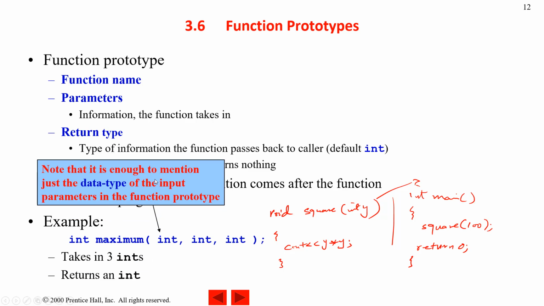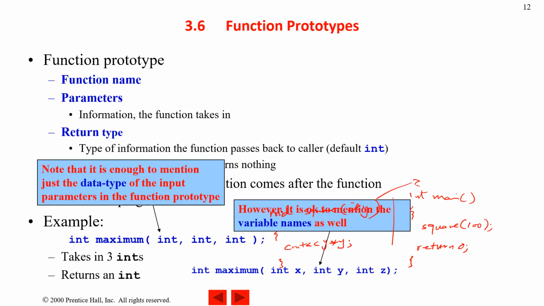So note that it is enough to mention the data type of the input in the function prototype. You don't have to write int x, int y, int z, or a, b, c, or whatever variables you have. At the prototype level, you just need to write what the data types will be without going into the variables. However, when you come to the definition of this function, then at that point you will have to write int x, int y, and int z, or whatever variables you want. It could be a, b, c, it could be e, f, g, or anything you like.